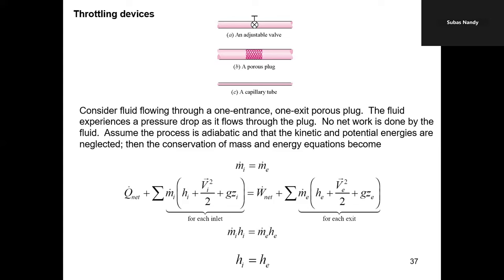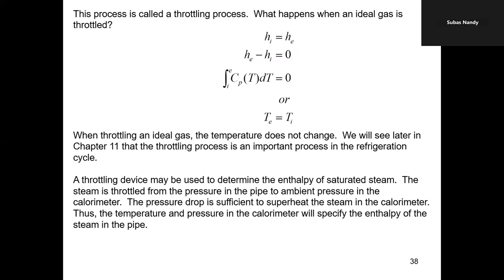Here one interesting point is the mass flow rate remains constant. Mass flow rate coming in is equal to mass flow rate going out at the exit. Therefore the enthalpy h at the entrance is equal to that at the exit. When throttling, the temperature at the exit is equal to the temperature coming in. When throttling an ideal gas, the temperature does not change. We will see later in chapter 11 that the throttling process is an important process in the refrigeration cycle.